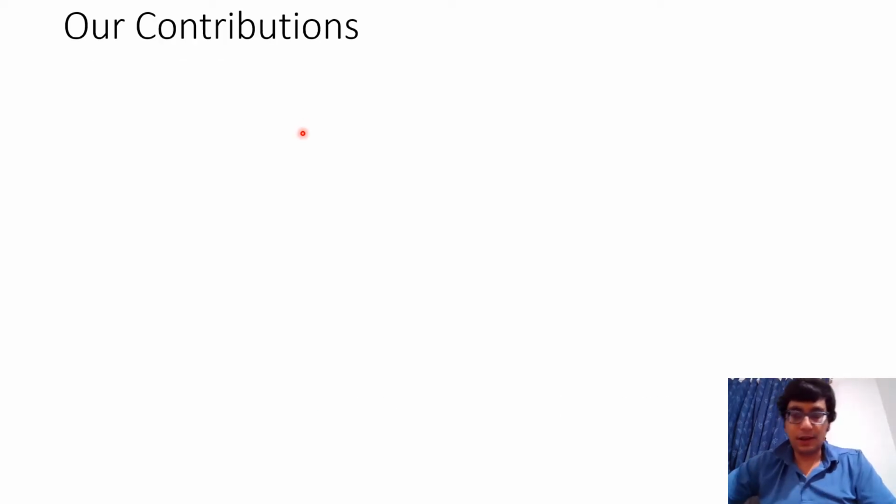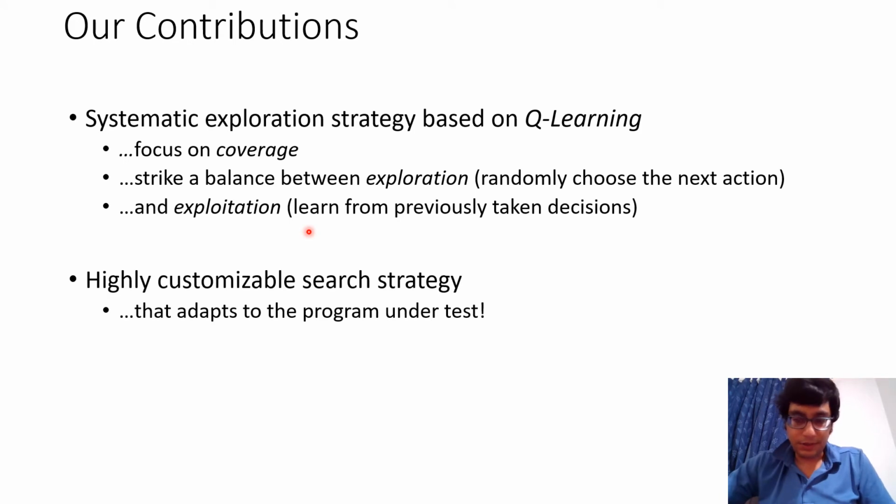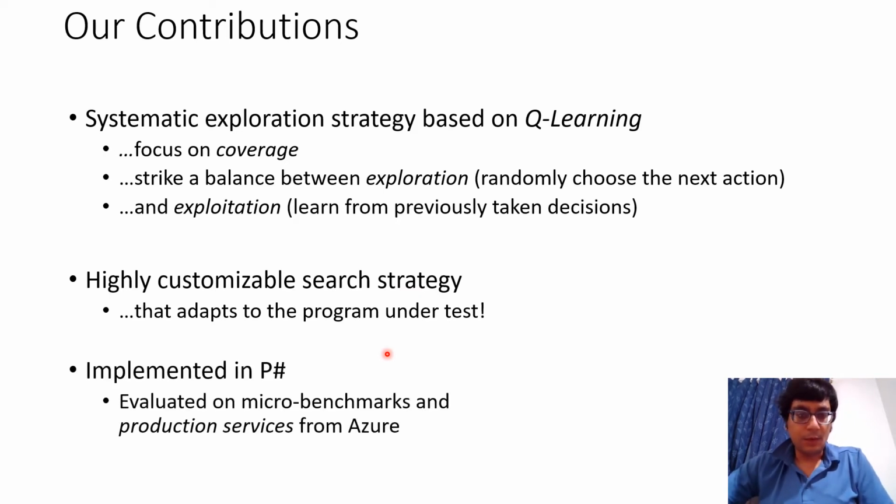Our contributions are as follows. We devise a systematic exploration strategy based on Q-learning. Our focus is on doing well on coverage, and we strike a balance between exploration, which is to randomly choose the next action, and exploitation, where we adapt our choices based on decisions that we've taken in previous iterations. This allows us to have a search strategy which is highly customizable, and it actually adapts to the program under test. We've implemented this in C#, evaluated on micro benchmarks, and also production services from Azure.